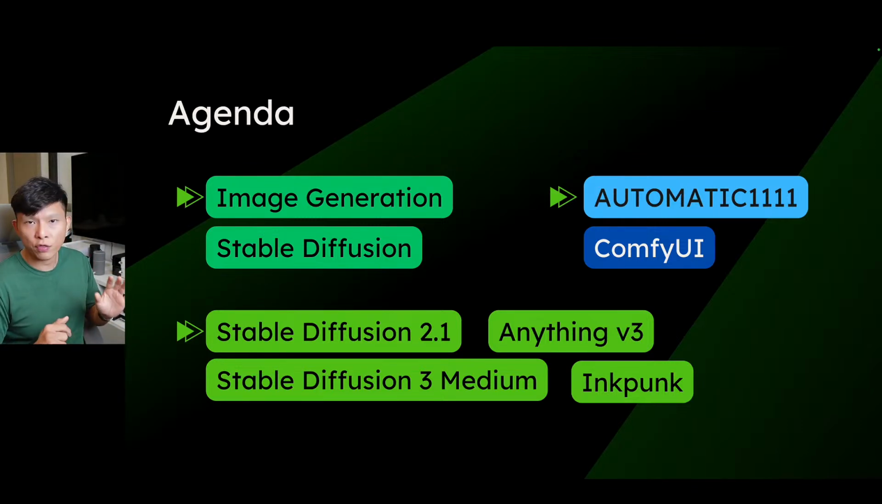Basically, we walked you through image generation, focusing on Stable Diffusion models. We covered Stable Diffusion 2.1, 3 Medium, and other fine-tuned custom-tuned models like Anything V3 and Inkpunk models. We also covered two important tools, AUTOMATIC1111 and ComfyUI, so that you can set it up on your local laptop or your private virtual machine on the cloud and use these tools to explore your creativity.